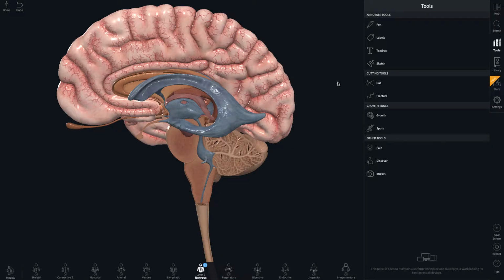This video is just going to be a short introduction into the ventricular system of the brain, and hopefully it helps you identify some of the ventricles in relation to some of the other structures located in the brain.